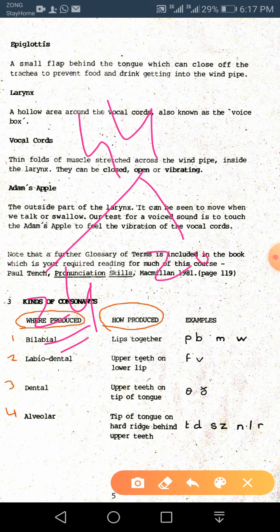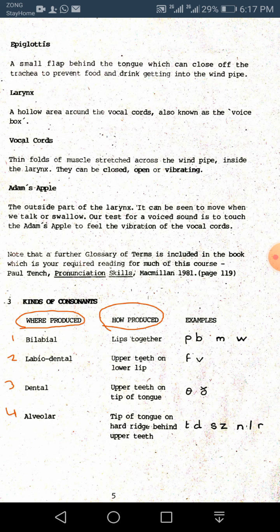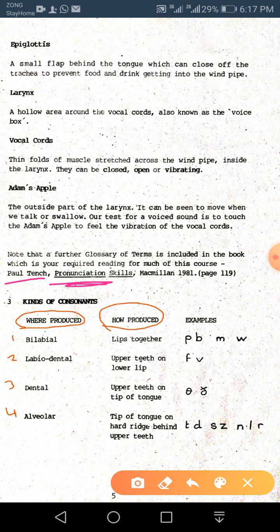If we talk about consonant sounds, here you can also refer to the book of Paul Tench, Pronunciation Skills. It was published by Macmillan in 1981. At page 119, the detail is given about all these sounds. Now, consonants are those sounds which are produced with an obstruction.